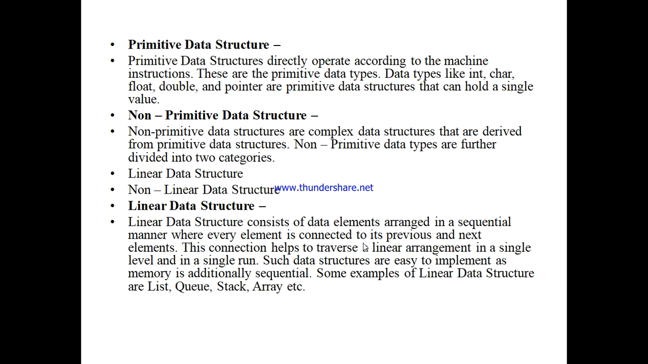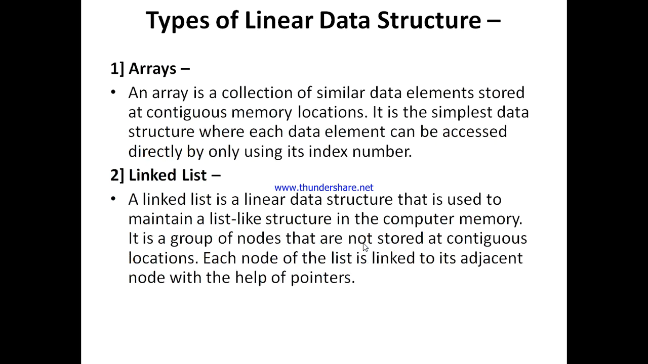If we store each and every element according to the serial number, then we can easily find out which kind of data we have stored in that memory. There are some examples of linear data structure, that is the list, queue, stack and array. So first we will see an array. An array is a collection of similar data elements stored in a continuous memory location.